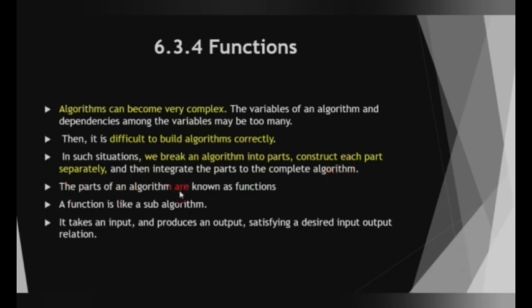The parts of an algorithm are known as functions. That is, that small part is known as a function. A function is like a sub-algorithm. We can also call it a sub-algorithm. It takes an input and produces an output, satisfying a desired input-output relationship. Now you can see an example for functions.